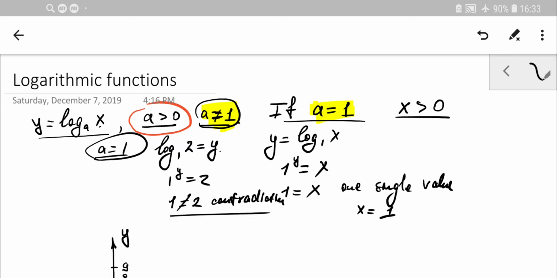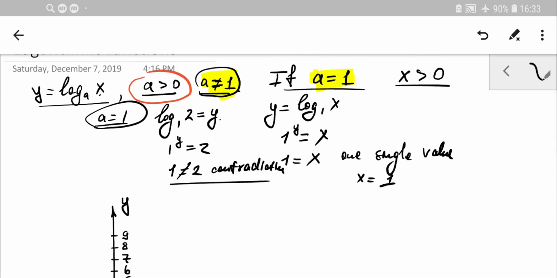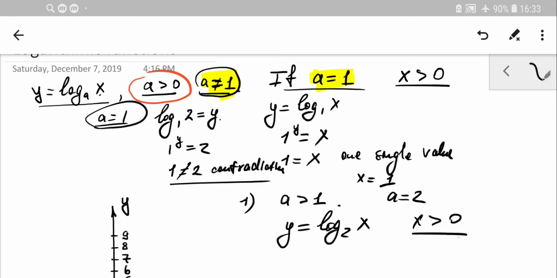However, there might be two cases for a: when it's strictly more than 1, and when a is between 0 and 1. So we'll consider two cases, and first we consider the case when a is more than 1. Let's consider a specific example where a is, let's say, 2, and let's explore the function log with the base of 2 of x. Make sure you remember that x should always be more than 0.